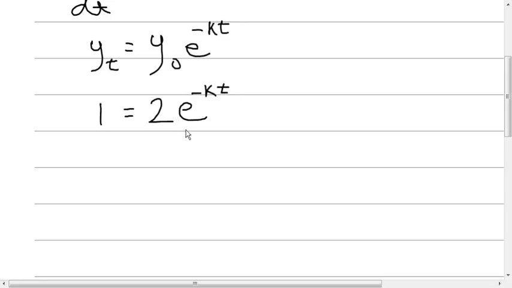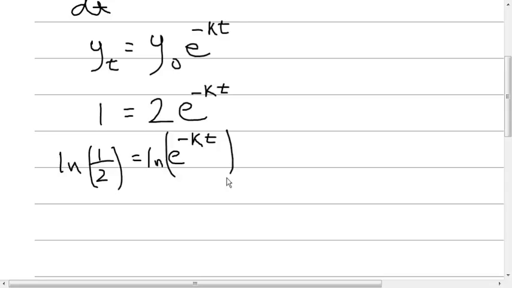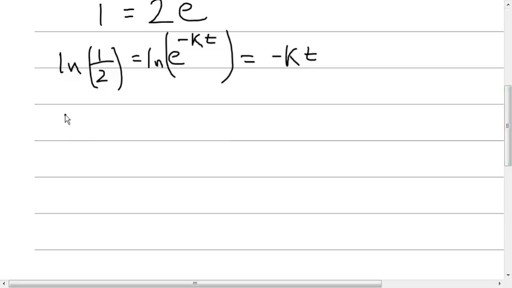kt. We take the log of both sides. Well, I guess first we should divide through by the 2. So we get 1/2 equals e to the minus kt. We have to take a log on both sides to get rid of this e term. So we get log of 1/2 equals log of e to the minus kt, but that of course is just equal to minus kt, like that. And then we divide through by minus k, so we get log of 1/2 divided by minus k is equal to t.